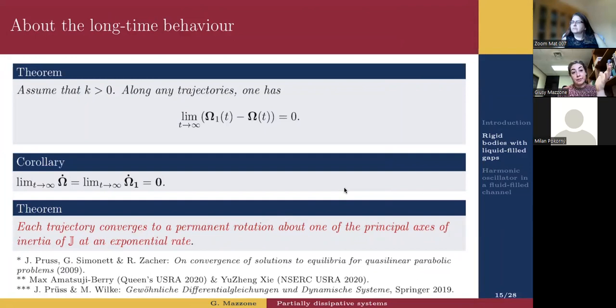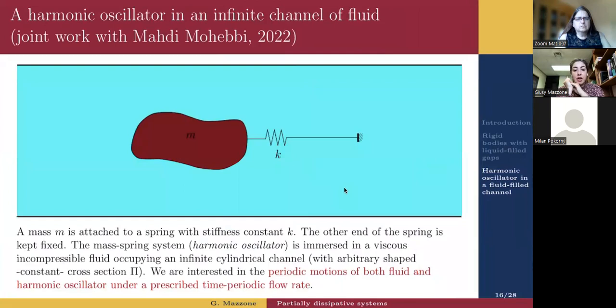rigid body fluid interactions. Now I want to introduce another partially dissipative system, which also goes away from the stability because it's more related to time periodic problems. So what is the physical problem? Assume that you have an infinite channel, take it as a cylinder of arbitrary shaped cross section.